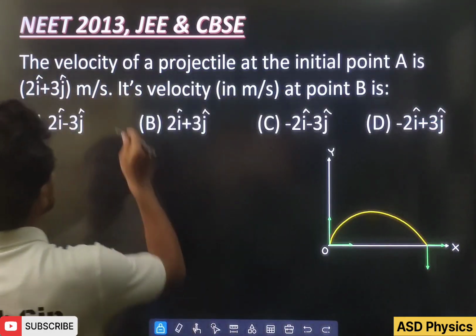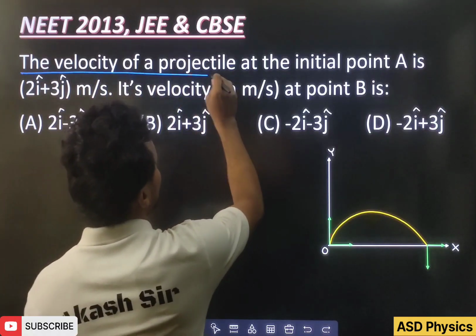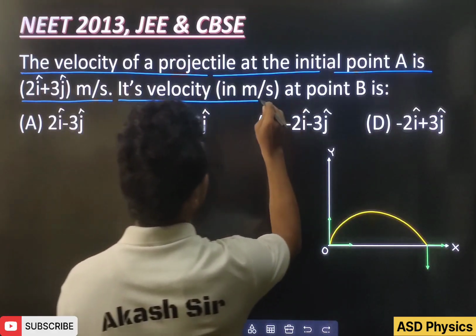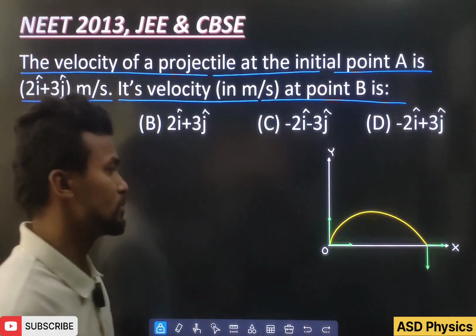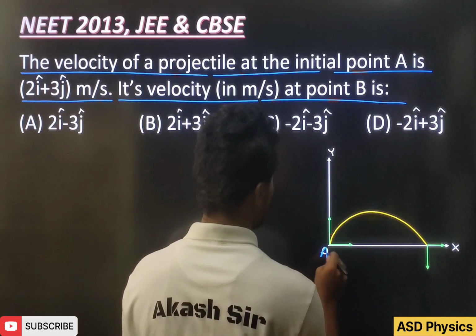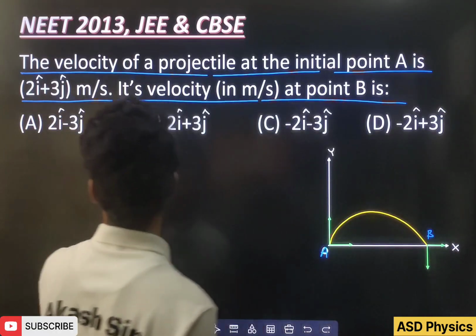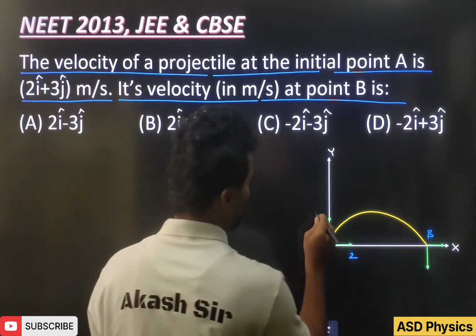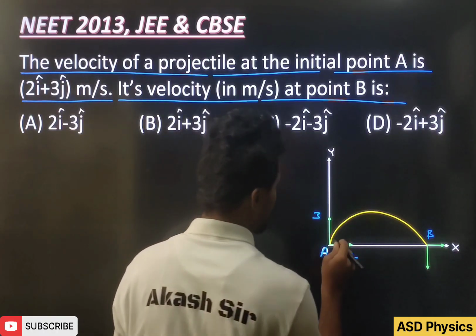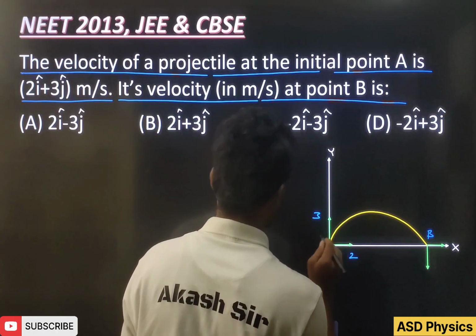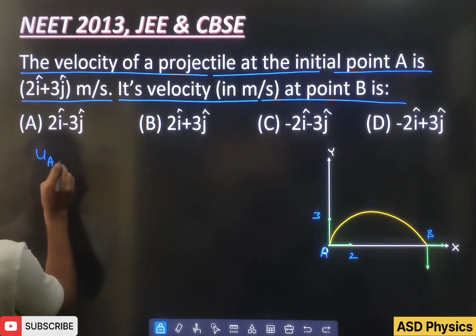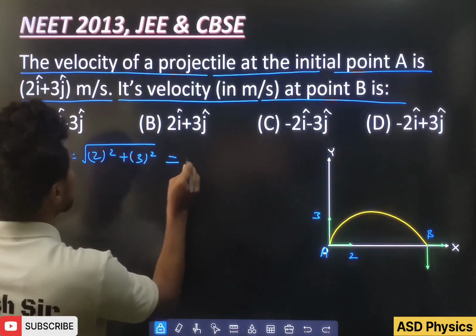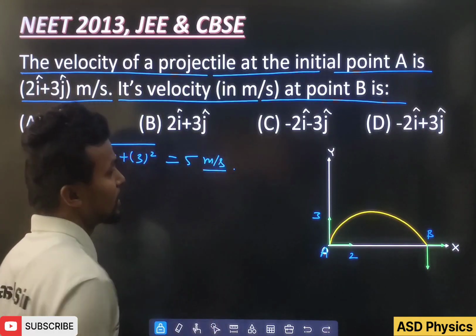Okay, next question, let's see. The velocity of a projectile at the initial point A is 2i cap plus 3j cap meter per second. Its velocity at point B is how much? Okay, so remember, this is point A and this is point B. What is the velocity at point A? 2i cap plus 3j cap. So in horizontal direction 2, in vertical direction 3, is it? Even if I tell the speed at point A, it will come as square root of 2 square plus 3 square. What will come? 5 meter per second, is it?